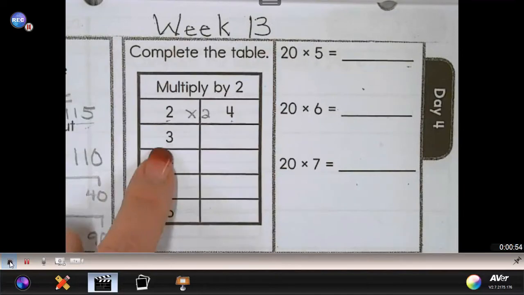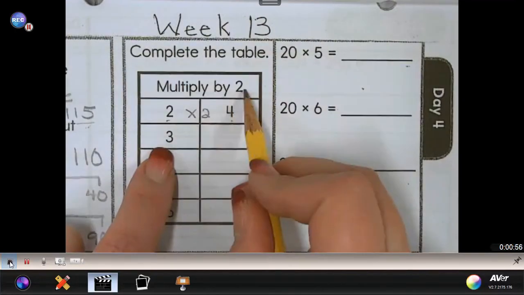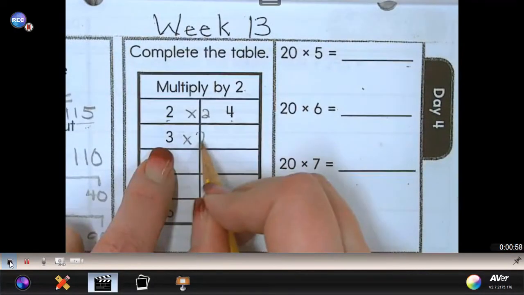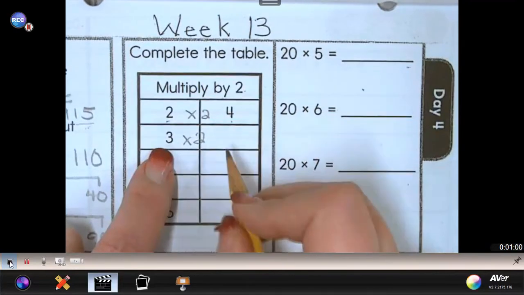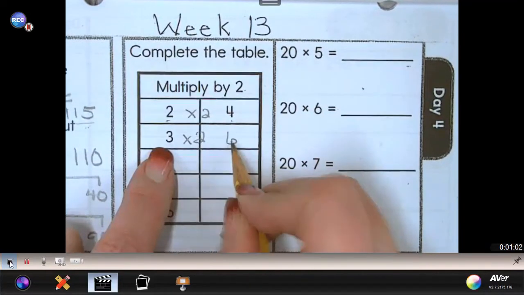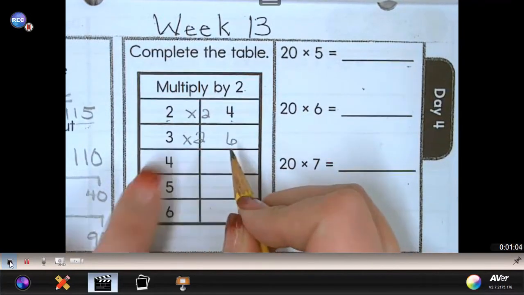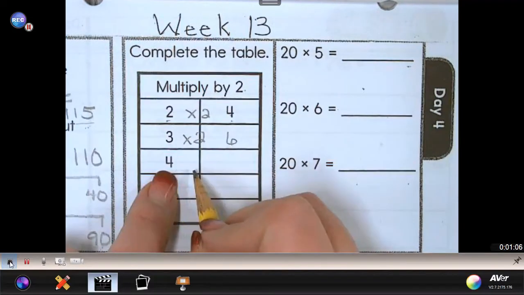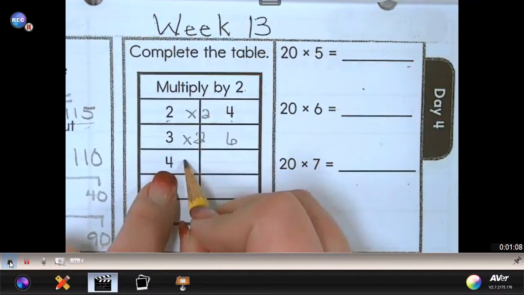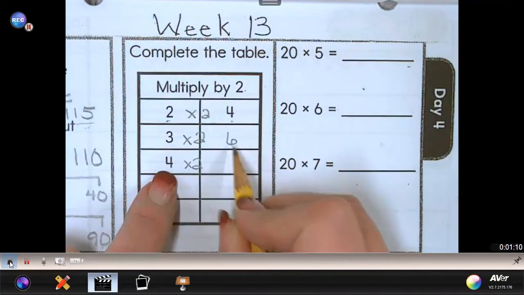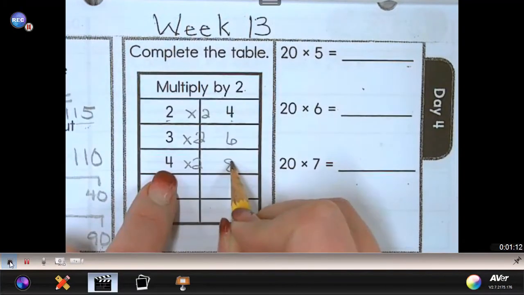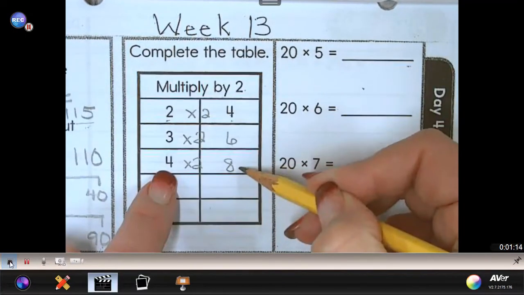If I were to multiply 3 times 2, that means I have 3 groups of 2, and then I would have 6, because I have 2, 4, 6, 3 groups of 2. Add another group of 2 to 6. Now I have 4 groups of 2, and that would be 8. And yes, you will notice a pattern here as well.